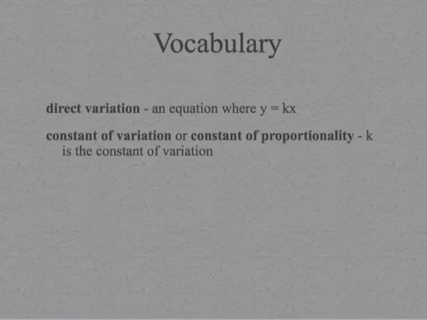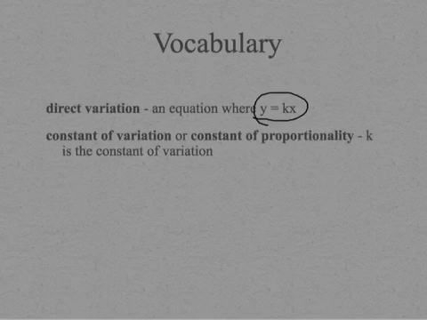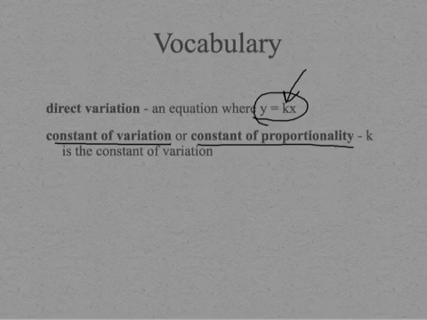So we have a couple of vocabulary words here that I'd like you to keep in mind, and they're really easy. Direct variation refers to a really specific type of equation, one that looks like this. If you have y equals k times x, you've got a direct variation equation where y is a variable and x is a variable, but k is not a variable. K is some kind of constant. And that brings us to the next two vocabulary words, which are constant of variation or constant of proportionality. Both of them refer to k.